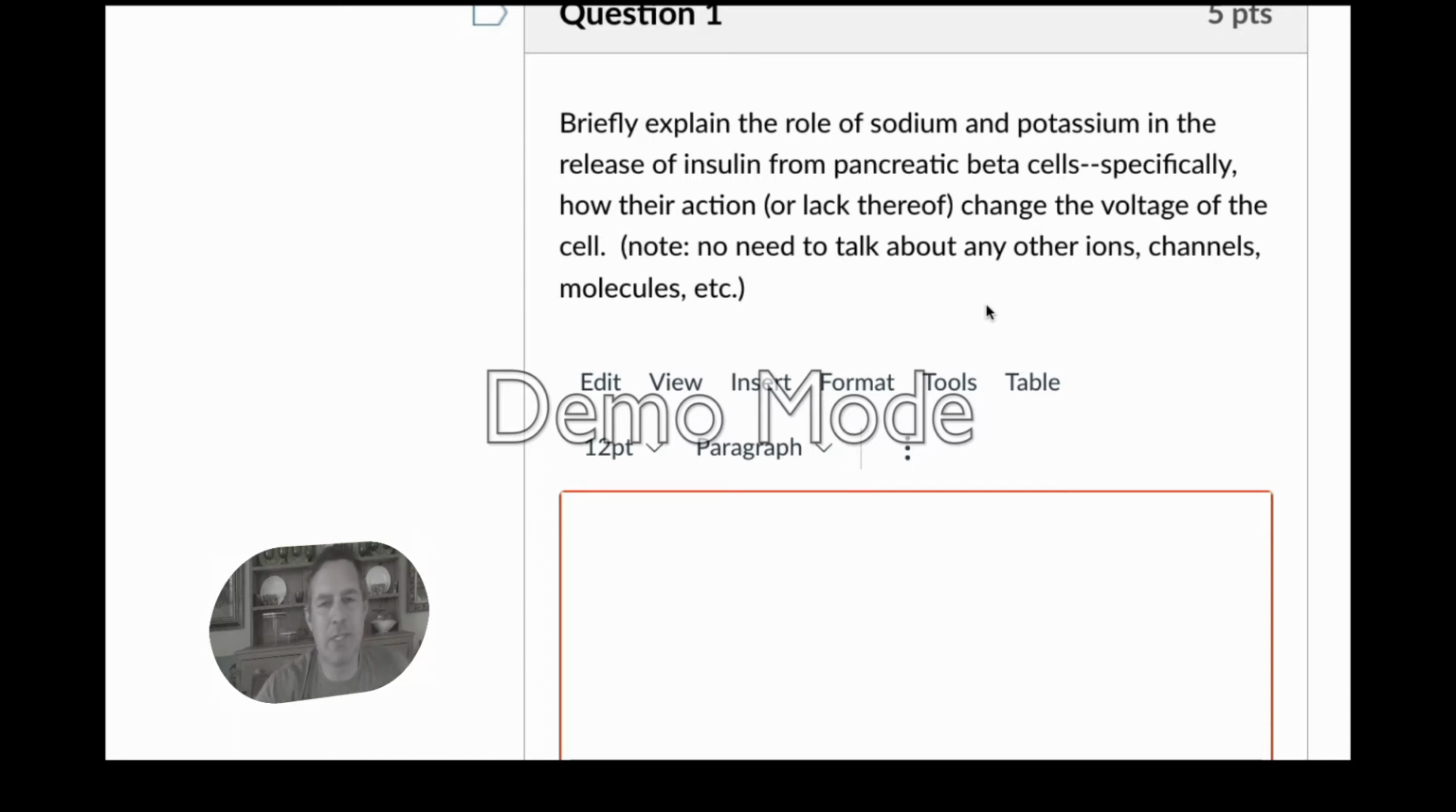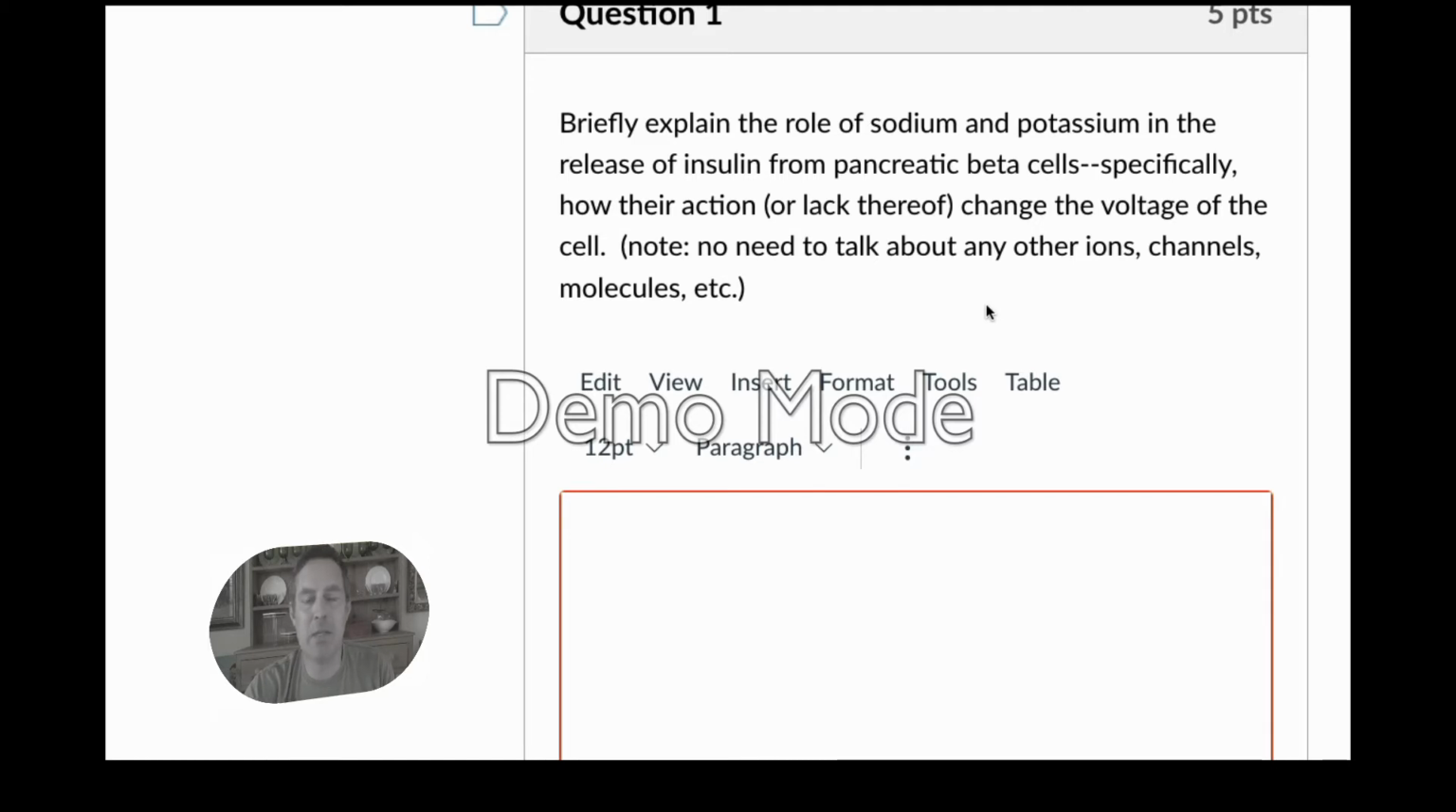So one thing I want to say is don't talk about any more or any less than this. You did not need to talk about glucose. You did not need to talk about calcium. You actually didn't even need to talk about insulin. So stick with what the question is asking. The big reason for that is because if you answer the question correctly, but then you start to talk about peripheral things that are incorrect, you could lose points on that. So please just focus on what the question is asking.